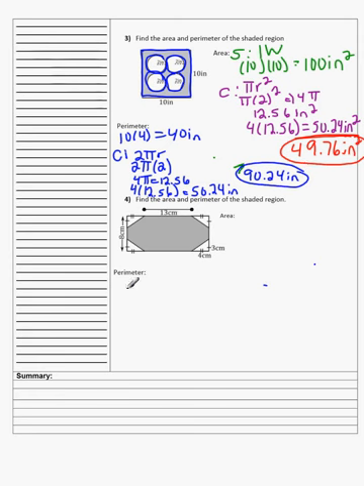All right, so now I want you to try to find the area and perimeter of the shaded region for number 4. So I want you to pause this video and try to find the answers. And when you are done, turn the video back on and we will go over it.